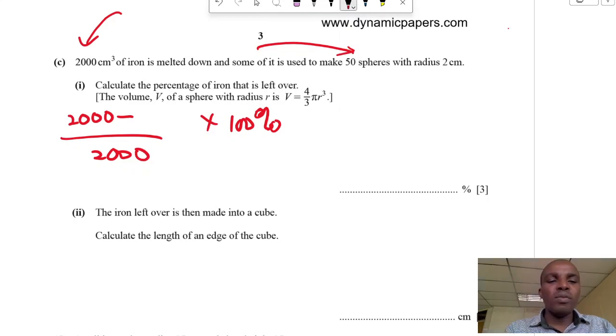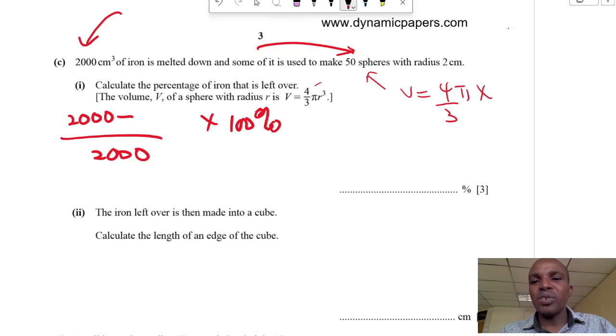All right, total volume is 2000. Then the volume used to make 50 spheres: the volume of a sphere is 4 over 3 pi r cubed. So it will be 4 over 3 pi times radius 2 cubed. Then you can punch in your calculator 4 over 3 times pi times 2 cubed, which is 8.